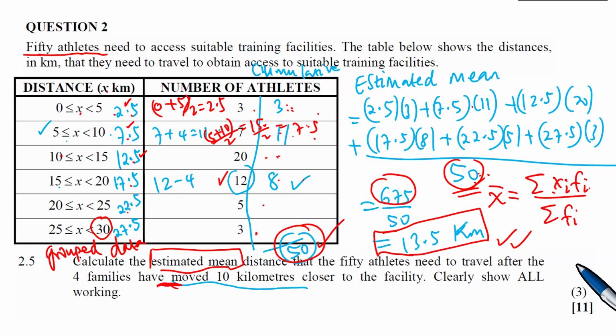Where's the question? Who is confused here? What is confusing? Please talk to me. Do this on a calculator, like 2.5 times 3, 7.5 times 11.